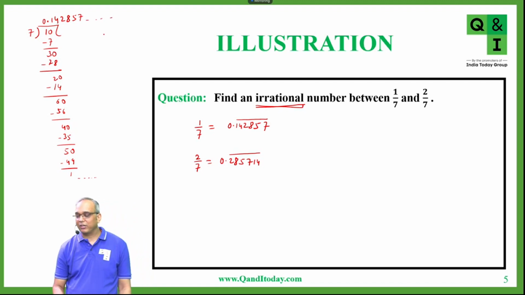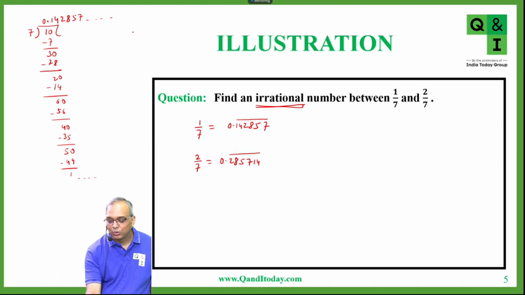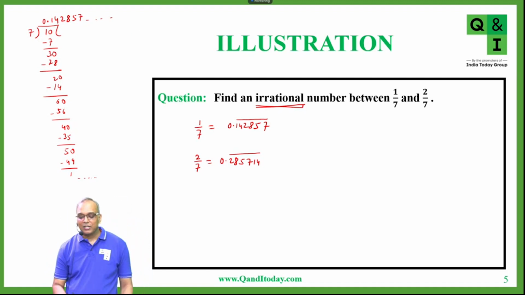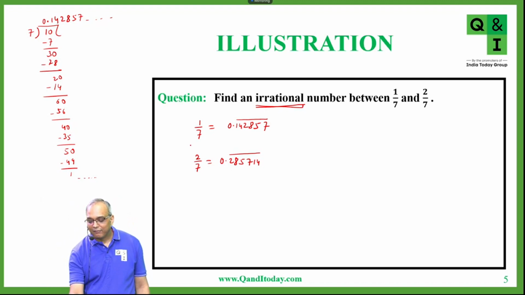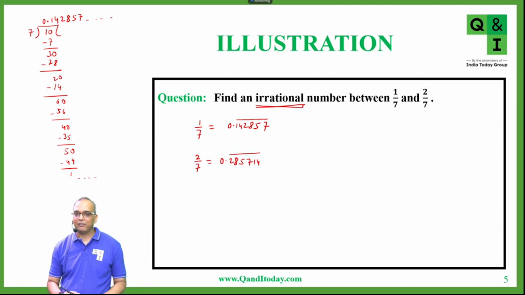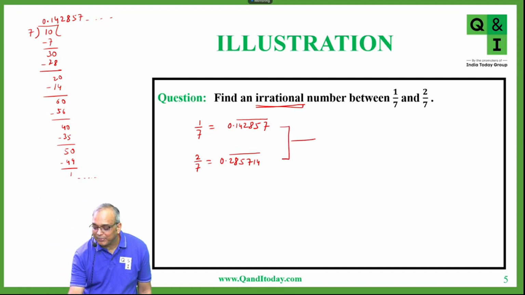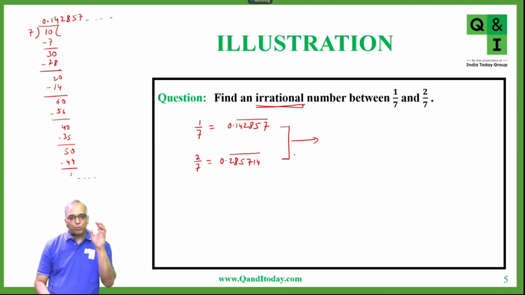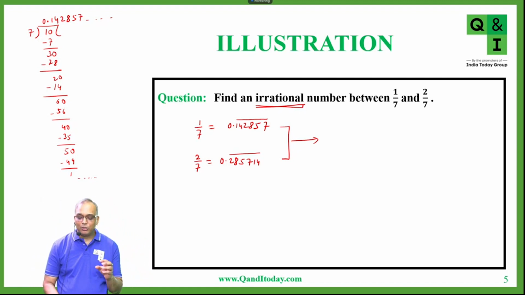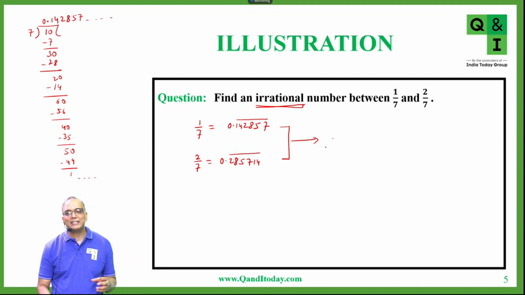That's why 0.142857. Similarly, you can get 2 by 7 from this, or you can just multiply 1 by 7 with 2 and you will get the value 0.285714. Now you have to find an irrational number between 0.142857 and 0.285714. The decimal representation of an irrational number is non-terminating and non-recurring.